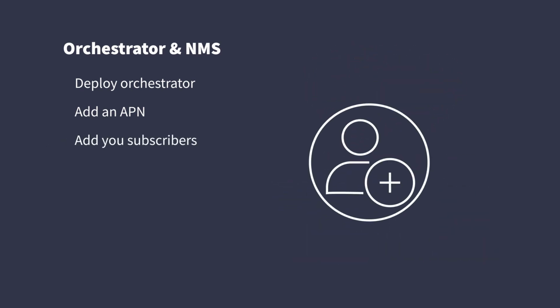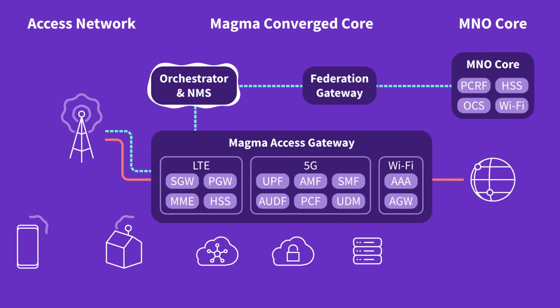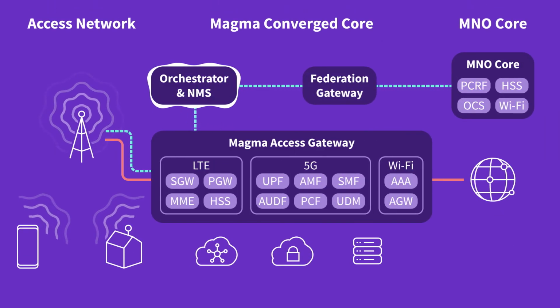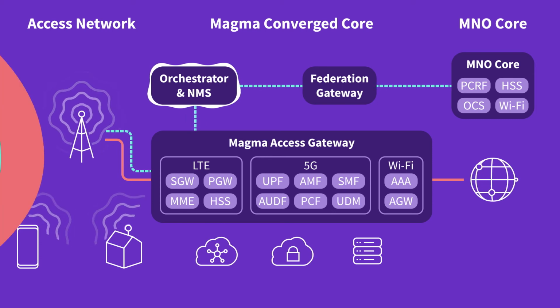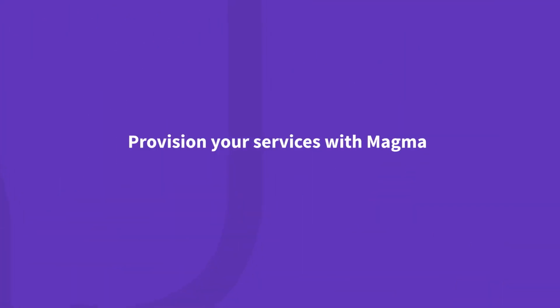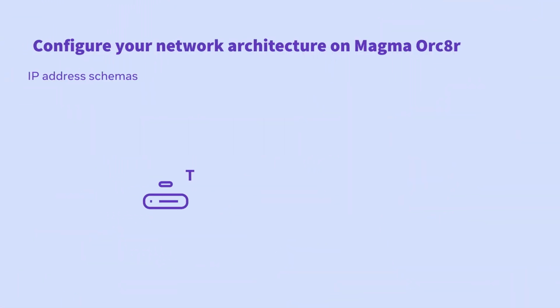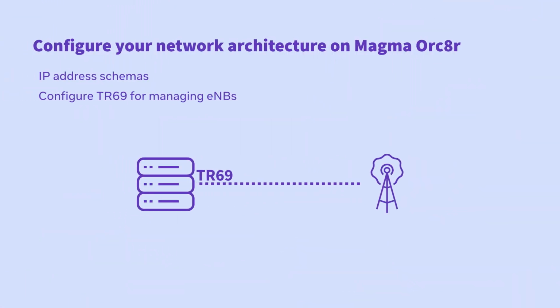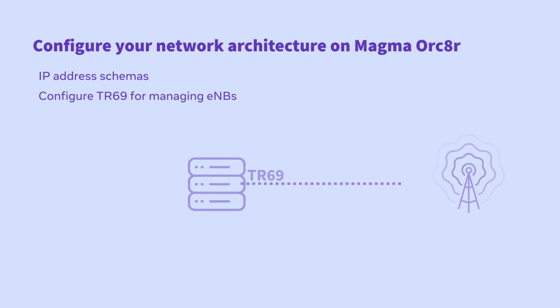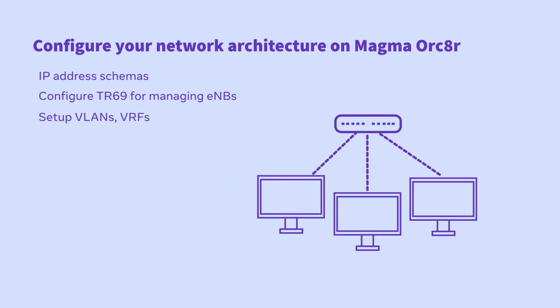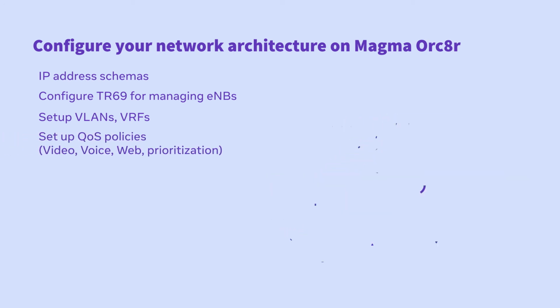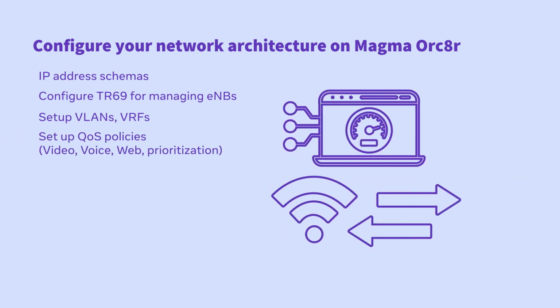Then add your subscribers, followed with adding an access gateway to the network management system, and validate your connection between access gateway and Orchestrator. With Magma installed, configure your network architecture on Magma Orchestrator by configuring the IP address and the TR69 for managing eNodeBs. Once that's done, you'll set up the VLAN along with virtual routing and forwarding. You'll also set up your quality of service policies to manage the performance, reliability, and usability of your service.